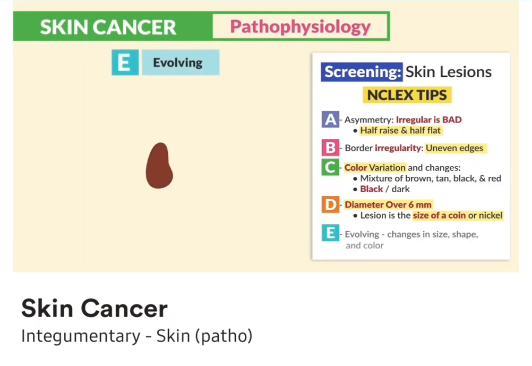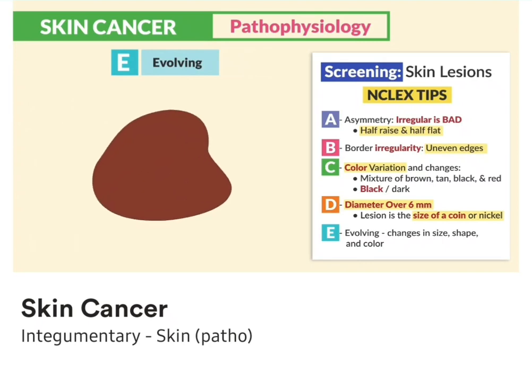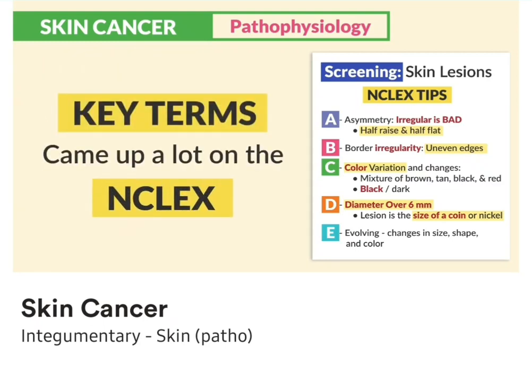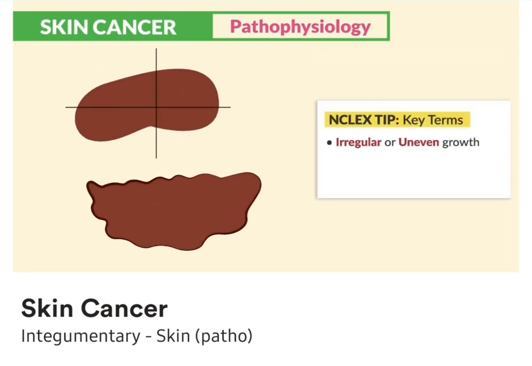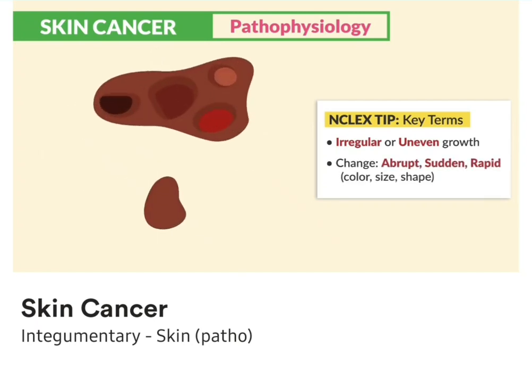And lastly, E is for evolving, changing in size, shape, and color. Remember, any type of change in size, dimension, color is a bad thing. So write these down and focus on the highlighted ones here because these key terms came up a lot on the NCLEX. Now another big NCLEX tip is the key terms, irregular or uneven growth. Remember, this is bad. And even change. A lot of question banks use the key terms abrupt, sudden, or rapid when describing color, size, and shape. All these key terms indicate that it's bad for the lesion.